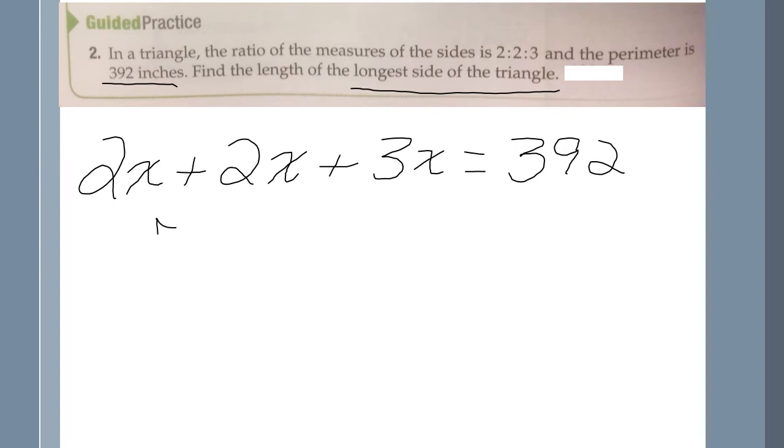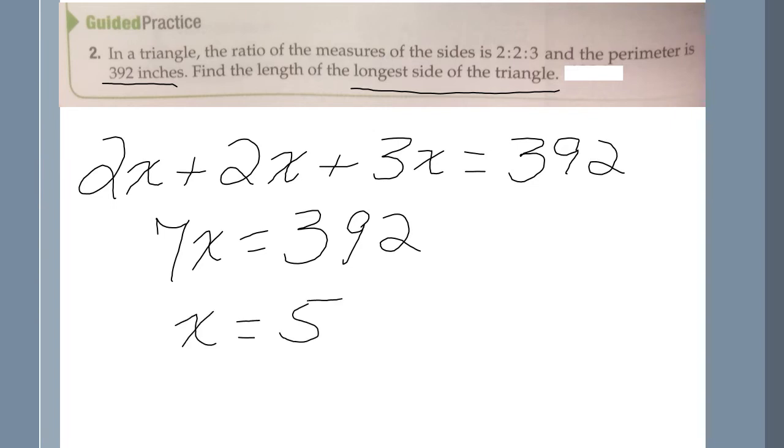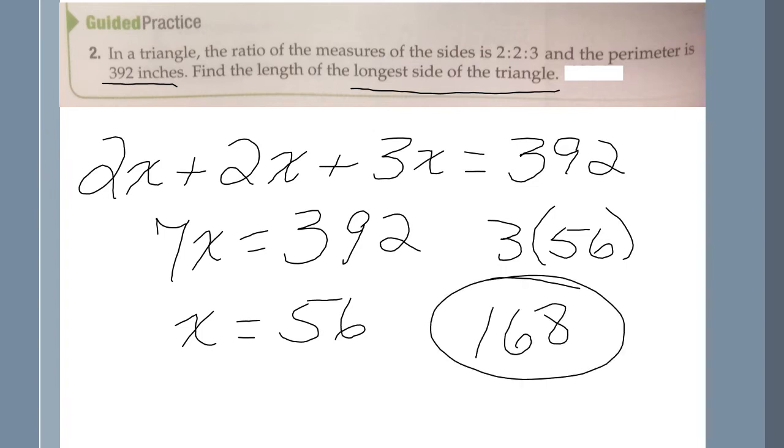So we end up with 7x equals 392. 392 divided by 7 is 56. So x is equal to 56. Now they're looking for the longest side. So 3 times 56 is going to be our longest side. So the longest side is 168. Make sure you circle your answers on the quizzes so it's easy to find.